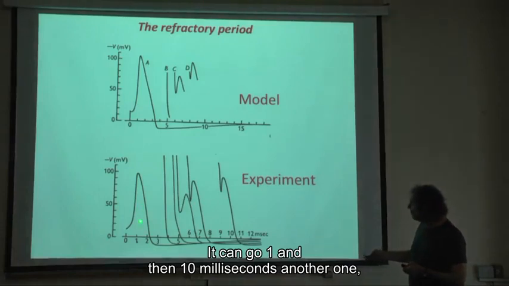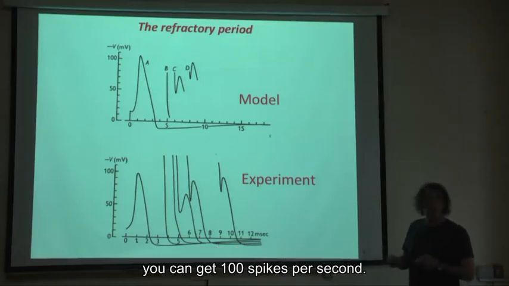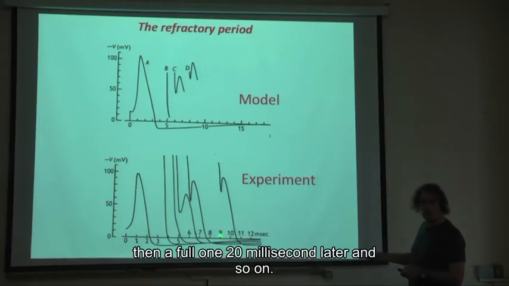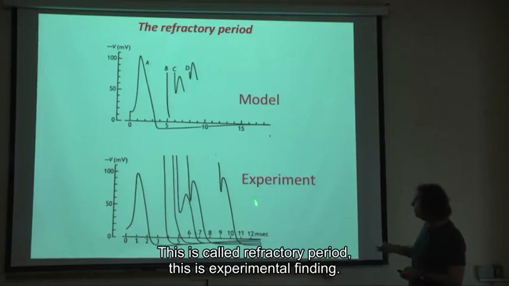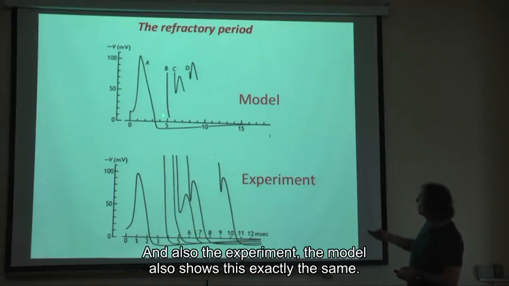It can go one, and then 10 milliseconds another one, which means that maximally in the squid giant axon, under this condition, you can get 100 spikes per second. One, and then a full one 10 milliseconds later, and then a full one 20 milliseconds later, and so on. This is called the refractory period. This is an experimental finding. So there is a period where you cannot get a full spike. And also the experiment, the model shows this exactly the same.